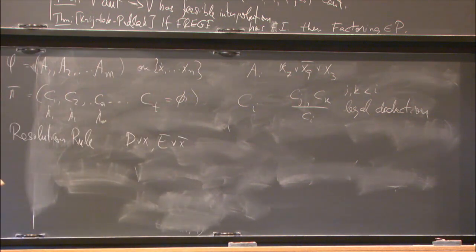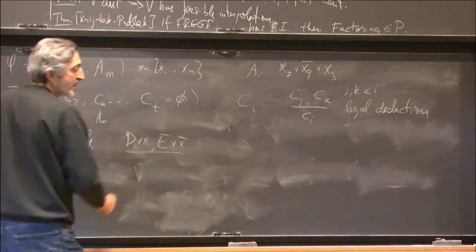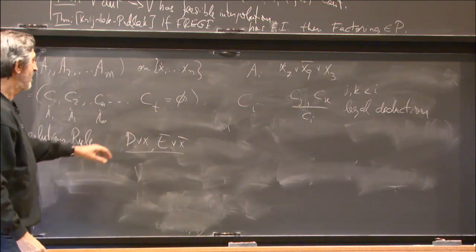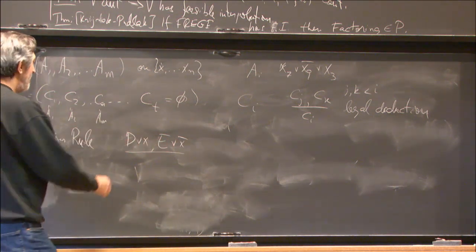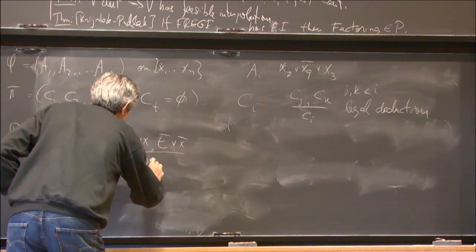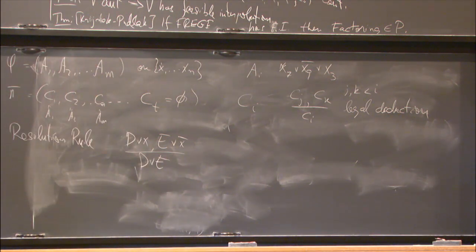A legal deduction is always of the form: if everything I assume is satisfiable, then what I'm deducing is satisfiable. That's a sound rule. Here, if both of these were satisfiable, X cannot be both true and false, so one of D and E must be satisfiable, so you can deduce this. That's the resolution rule.